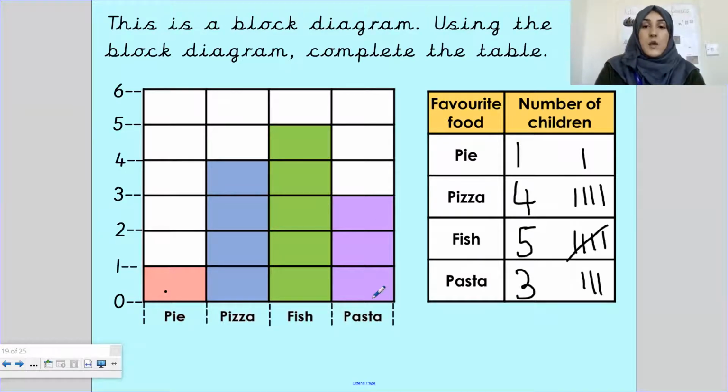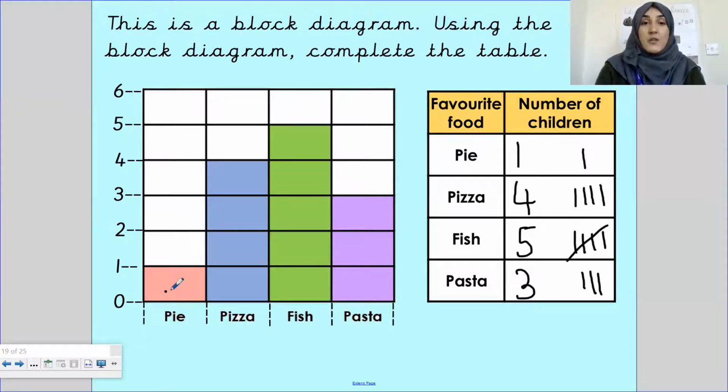There we go. Now, looking at this block diagram, which one is the tallest tower? Well done. It is fish. Fish is the tallest tower, and you can tell because look, I can compare the heights, how tall they are. So I know, without even looking at anything, that fish is the most popular lunch. Now, using that same logic, can you tell me which lunch is the least favorite? Well done, it is pie. And we know that because it has the shortest tower.